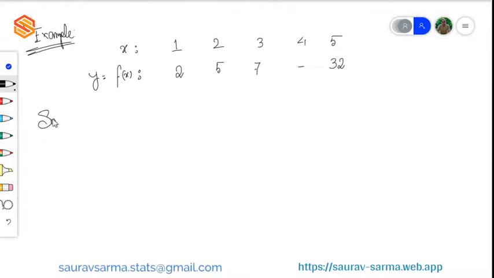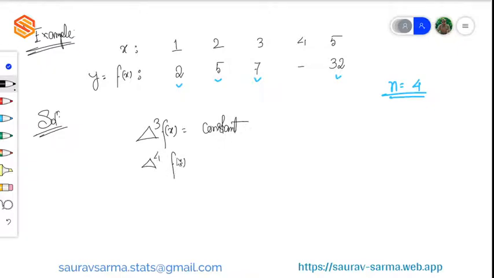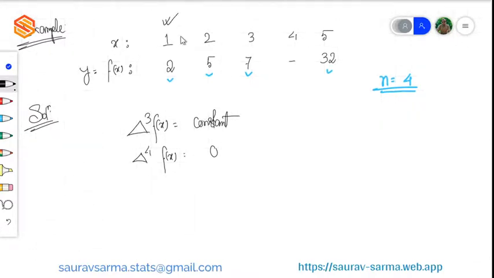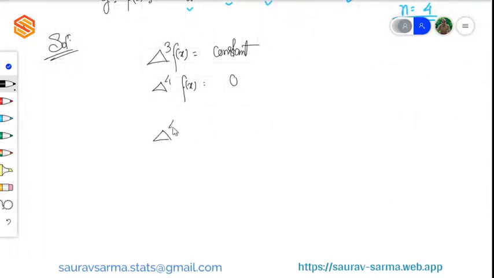So what will your solution be? First, how many pieces of information are available? This one, two, three, four available, so n equal to 4 available information. That is why delta cube f of x will be equal to constant, right, and delta to the power 4 f of x will be equal to 0. Now our first value of x was 1, so delta 4 f of 1 is equal to 0.